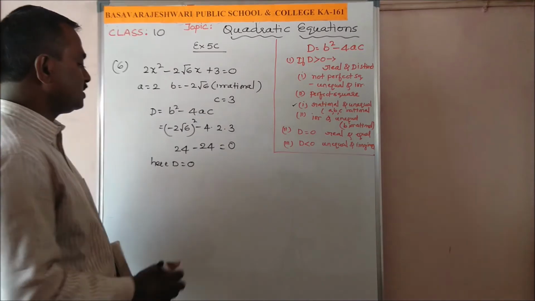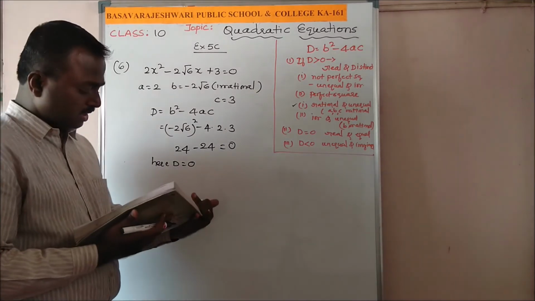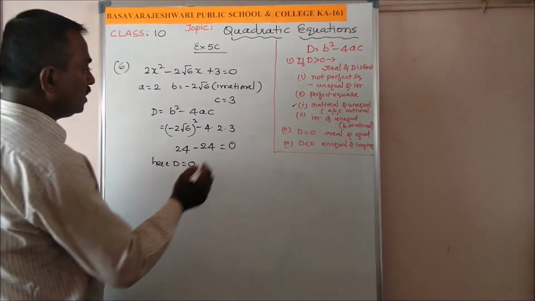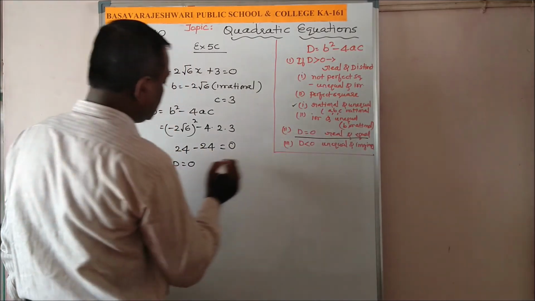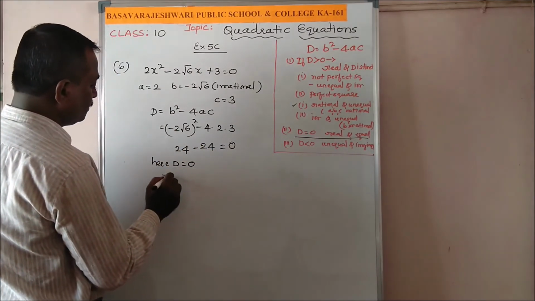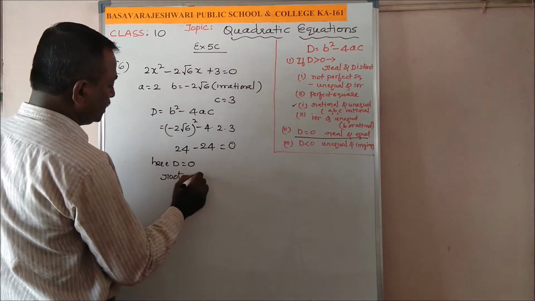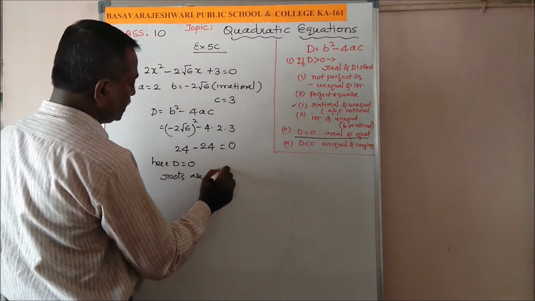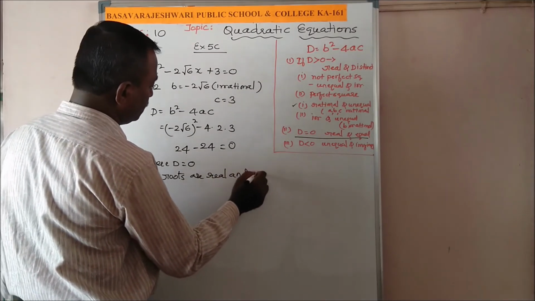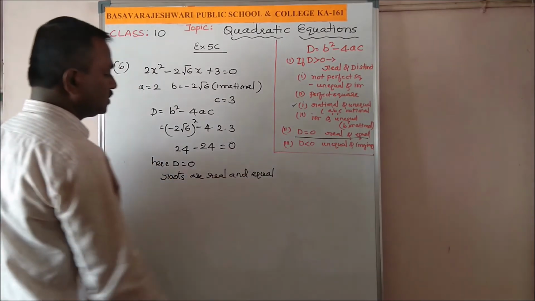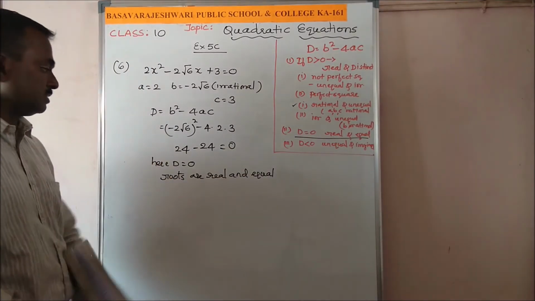So what happens, D = 0, then the roots are real and equal. So this is the answer. This implies roots are real and equal. So this is the answer for question number 6.